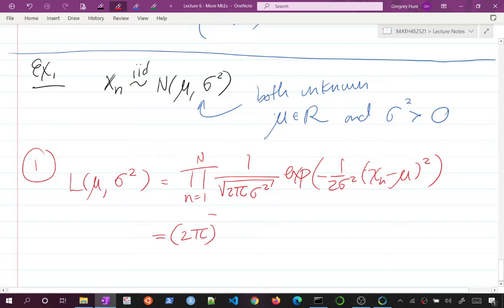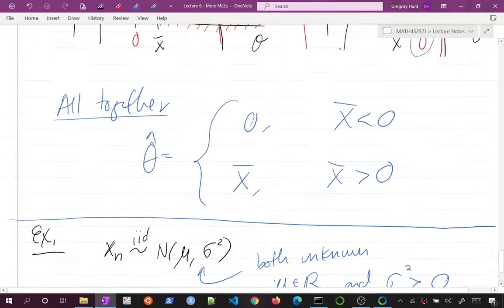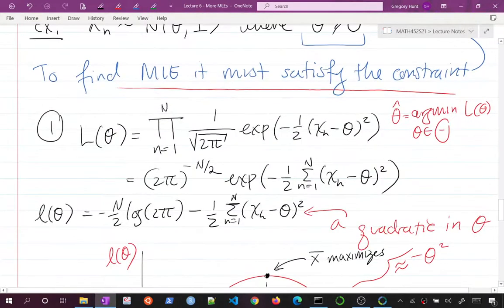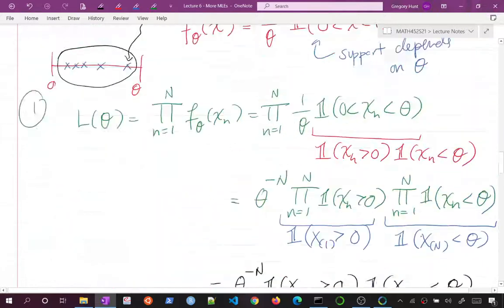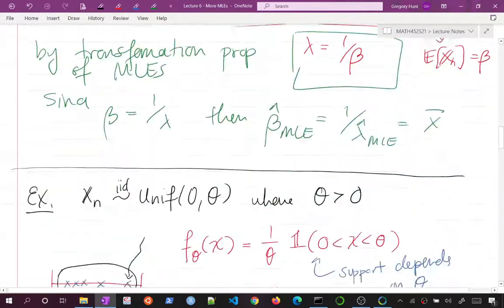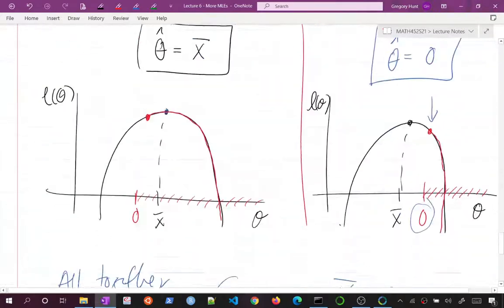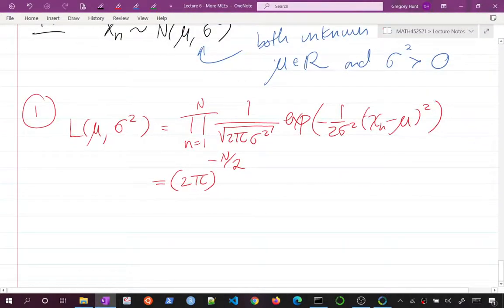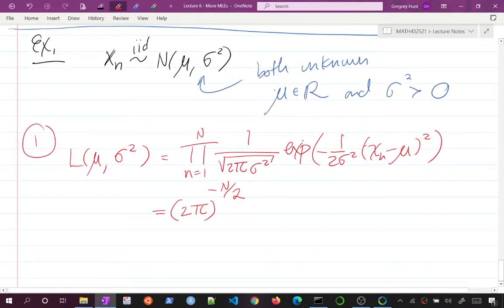I like to simplify this as 2 pi to the negative n over 2. Let's just check that I did that correctly here. Yep, negative n over 2. I tend to leave off the 2 there, right? Okay, so this is all exponential. I tend to forget that 2. And the reason I didn't include the sigma is because this stuff doesn't depend on either mu or sigma, and so it's going to go away when we take a derivative.